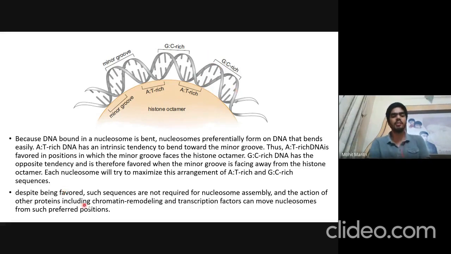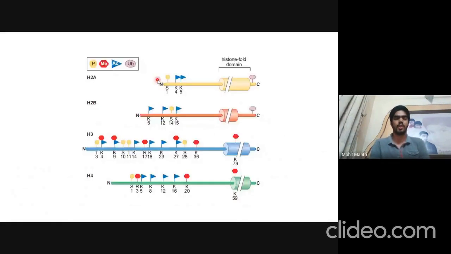But despite being favored, such sequences are not necessary. Random DNA sequences can also form nucleosomes. This can favor nucleosome formation, but it is not necessary. And the action of other proteins, including chromatin remodelers and transcription factors, can also move nucleosomes from such preferred positions.